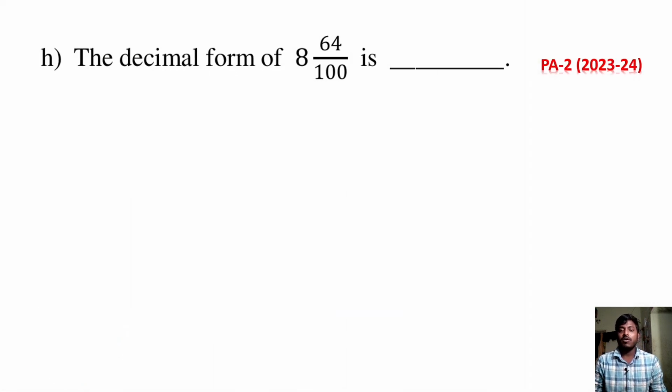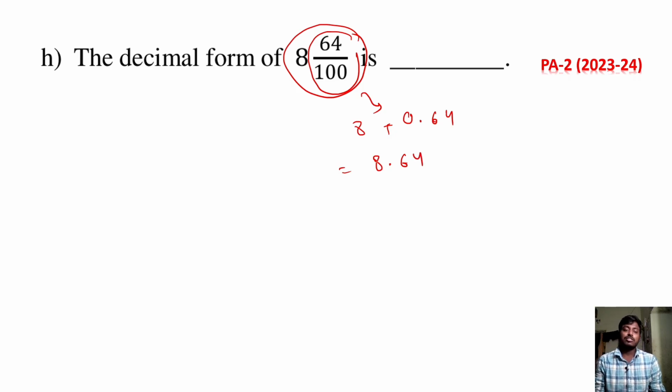Next, the decimal form of 8 whole 64 by 100. This type of question is very important. How to solve? Simply write the fraction as a decimal. 64 by 100 we can write 0.64, and here is 8, simply addition, or 8.64. Suppose the question is 7 whole 1 by 100, how to write? Simply write this part as a decimal, that is 0.01. Yes or no? Then write down the left side, that is the 7.